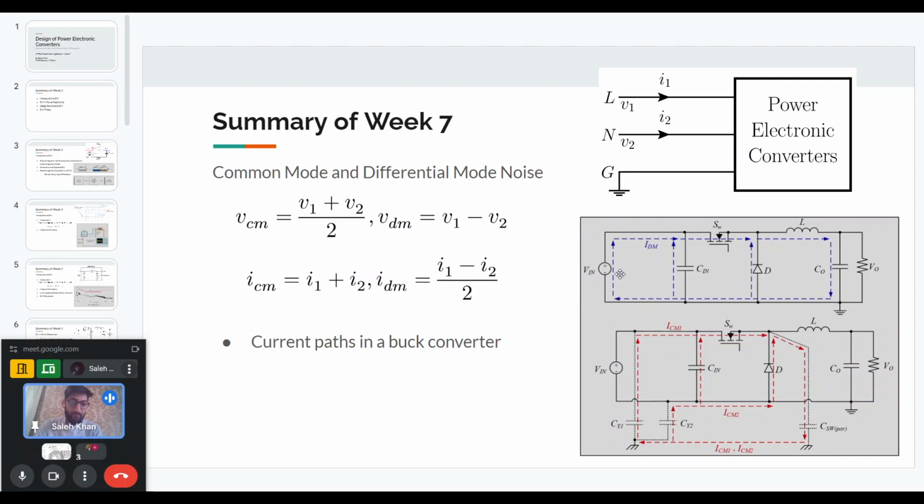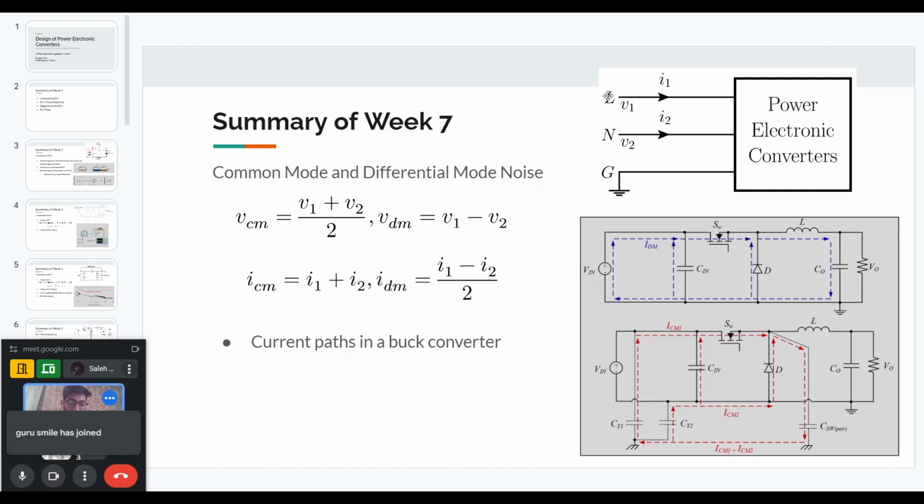But the negative DC bus, which here is this line in the buck converter, may not necessarily be at the ground potential. So the N line, the neutral or the negative line, will have some voltage V2 with respect to ground.